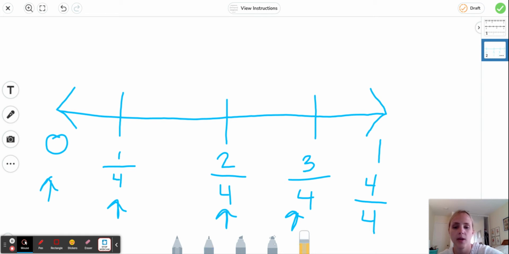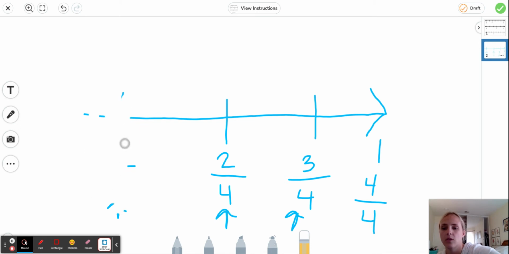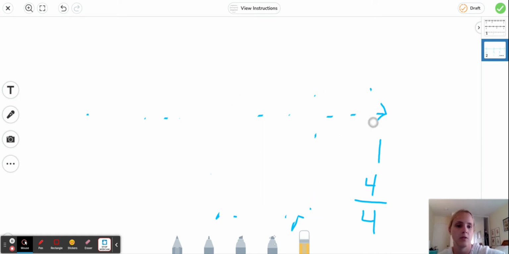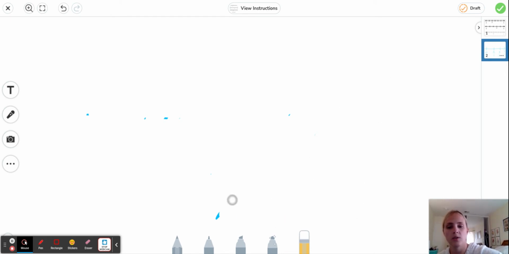Think of it this way. Let me erase this number line. Bear with me here. This is kind of fun. So we said 1 can also be written as a fraction as 4/4.